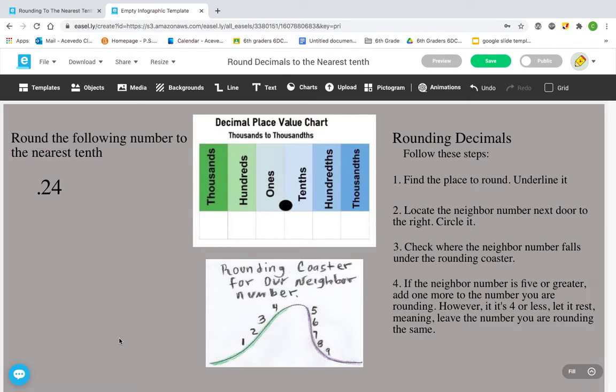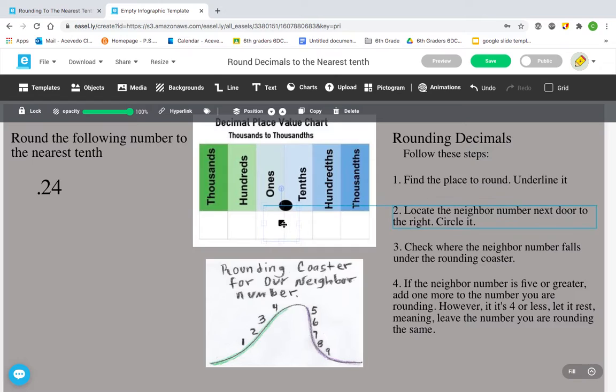Rounding numbers to the nearest tenth. I have this decimal, 0.24, which is also read as 24 hundredths. I want to figure out where this decimal falls on my decimal place value chart. I know that my decimal dot or period falls between the ones and the tenths place value.